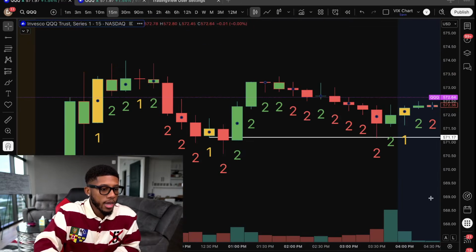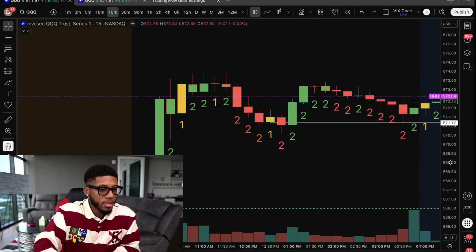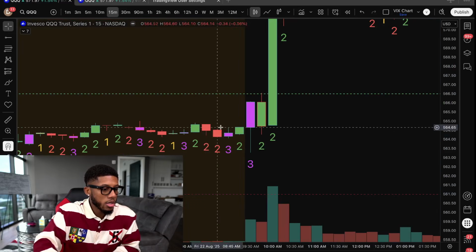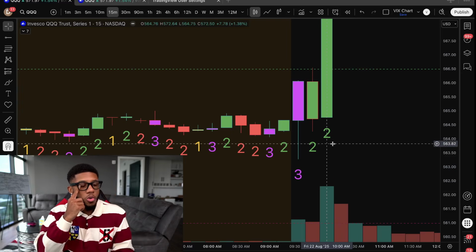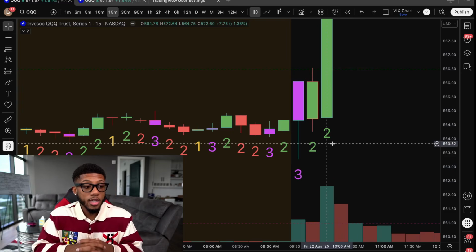So let's actually zoom out, and a better example to show is, okay, let's take a look at this candlestick right here, okay? So this is a 3 bar, okay? So this candlestick is called an outside bar. Its name is an outside bar, right? But its nickname is a 3 bar.